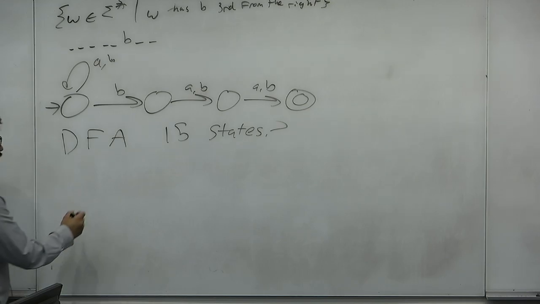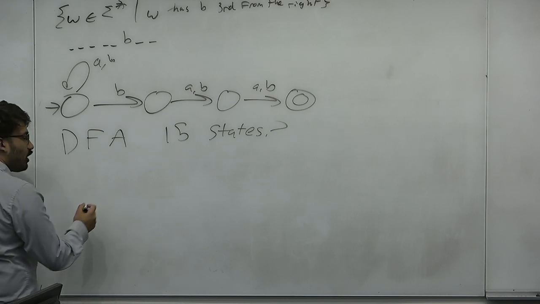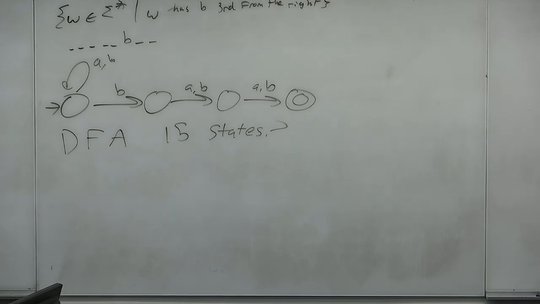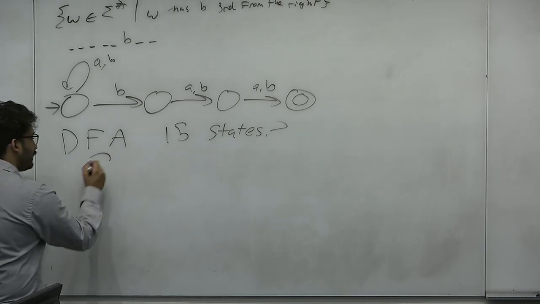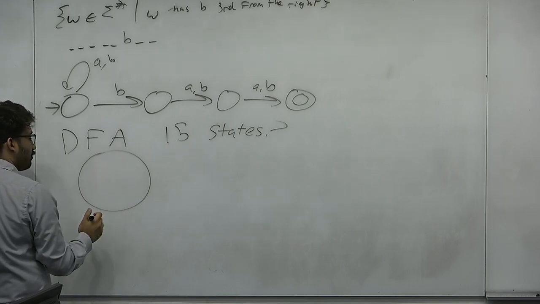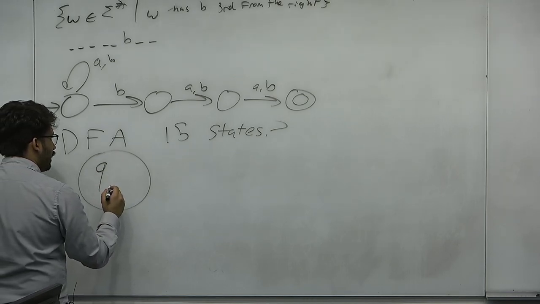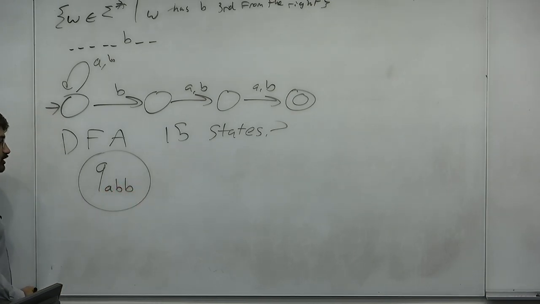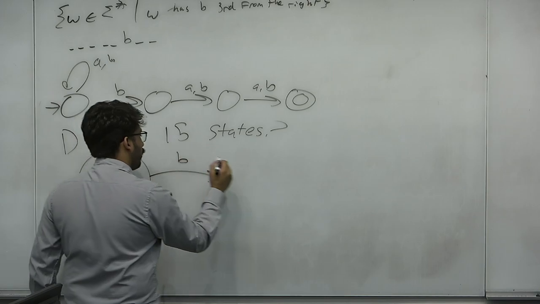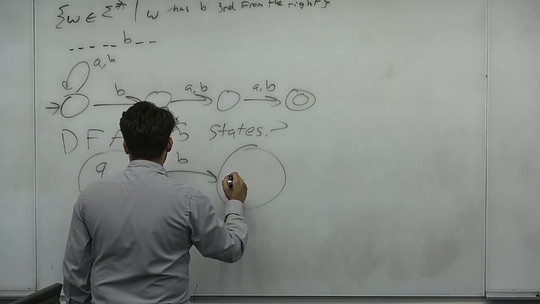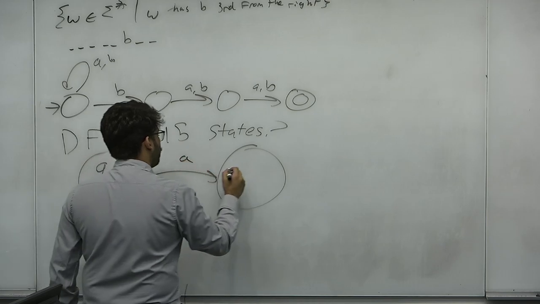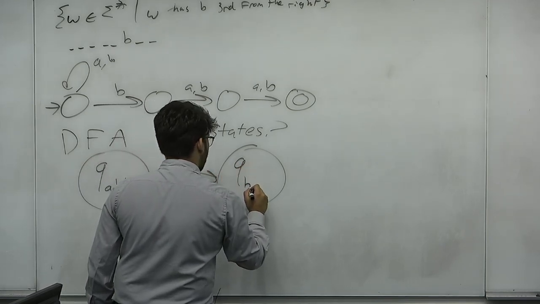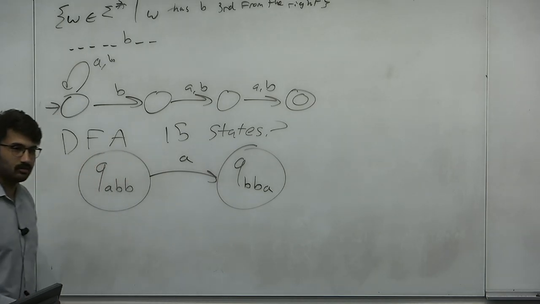But I'll tell you the answer: you basically have to make one state for every possible suffix of length 3, plus a small binary tree of states that lead up into the big DFA. You basically need a sliding window to keep track of all three things that you've seen in the past. So, for example, if you were at Q, A, B, B, that means the last thing you saw was ABB, right? If you see an A, you're going to go to Q, B, B, A.